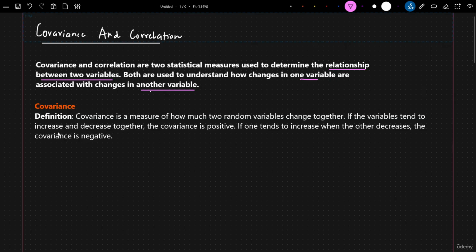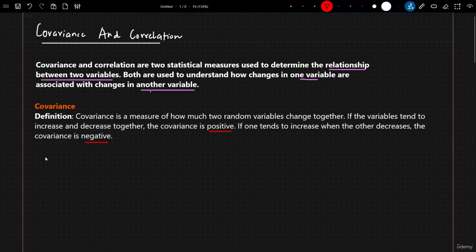We'll understand the formula, we'll solve some problems over here, and then we will further go ahead and understand correlation. So again, the covariance definition is given over here. Covariance is a measure of how much two random variables change together. If the variables tend to increase and decrease together, the covariance is positive. If one tends to increase when the other decreases, the covariance is negative. So here, when it is positive and when it is negative.